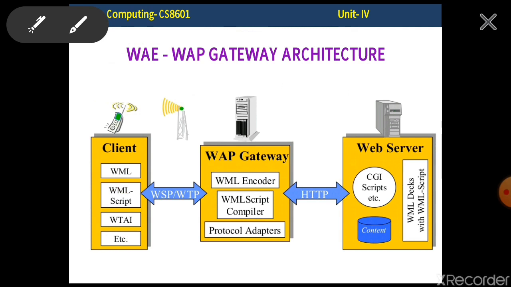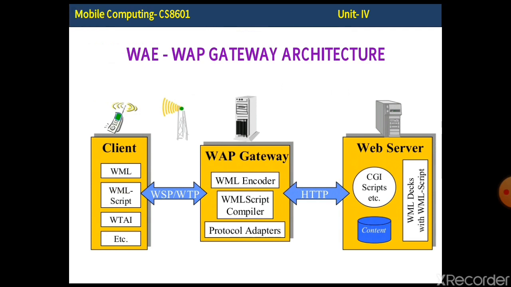The client consists of wireless markup language script, and wireless telephony application interface. And accordingly, the web gateway consists of the wireless markup language encoder, wireless markup language script compiler, and protocol adapters. And on the right side, the web server, there is a common gateway interface script, that is CGI, with the contents. The client can communicate with the web server through the web gateway. So the wireless markup language will be rendered and converted into the CGI scripts, and web server can respond accordingly.